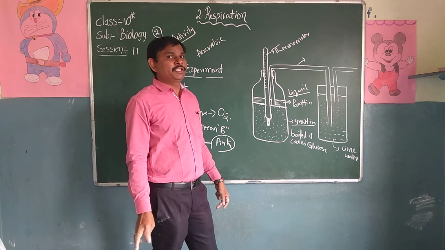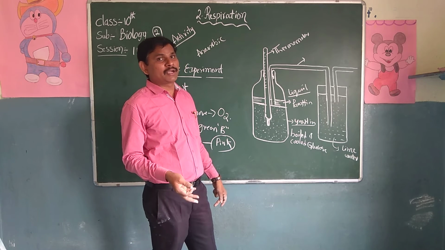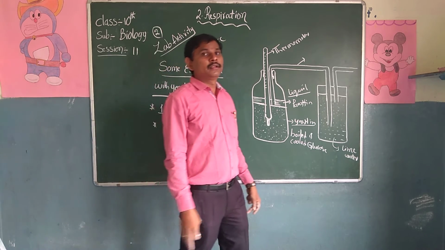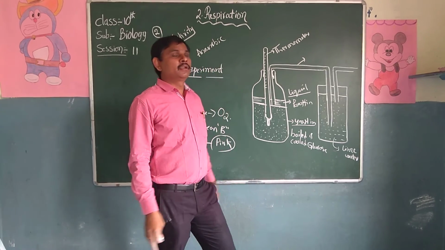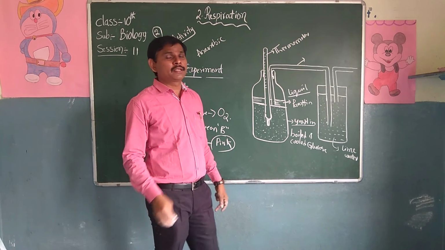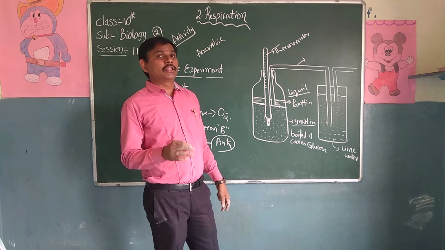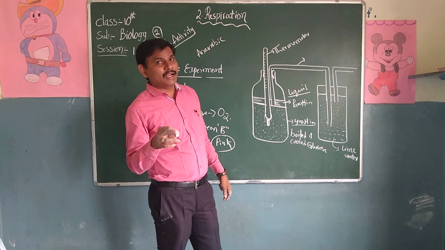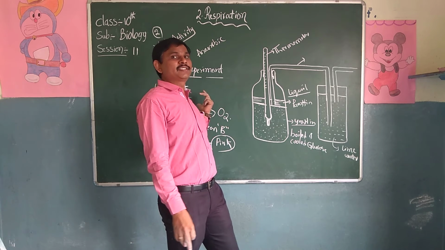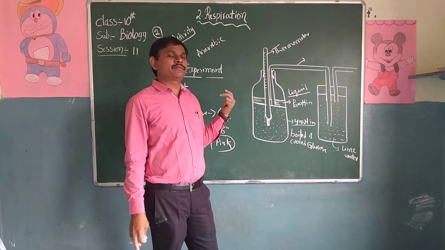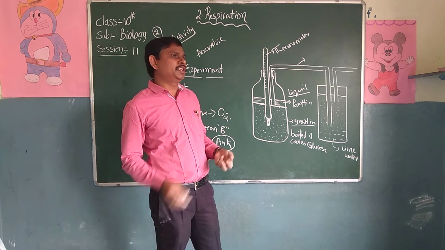When cellular respiration takes place utilizing oxygen, what happens? Carbon dioxide, water and energy are released. In anaerobic respiration, what happens? Lactic acid or ethanol is released. Ethanol, carbon dioxide and energy are released in the yeast experiment in the absence of oxygen, that is anaerobic respiration.